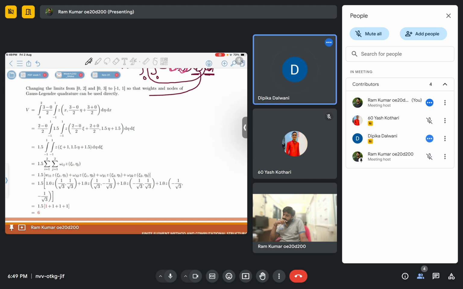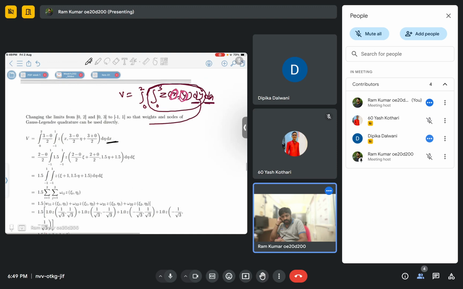Yes, you can go. You got the idea now of how we are solving this, right? What we are doing first is keeping dx constant and converting the limit dy to d eta, from minus 1 to 1.